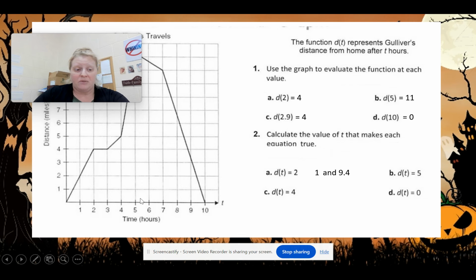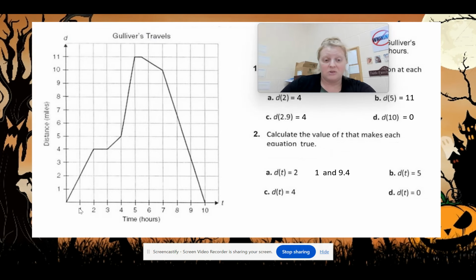We'll try it again with 5. If we go up 5 and we look for intersections, you're going to have 2 intersections. The first one has an x value of 4, and the second one looks to be about halfway between 8 and 9, so that's why I have 8.5. And we'll try it again.